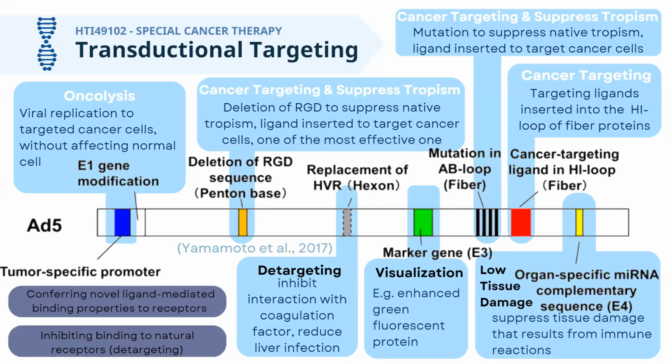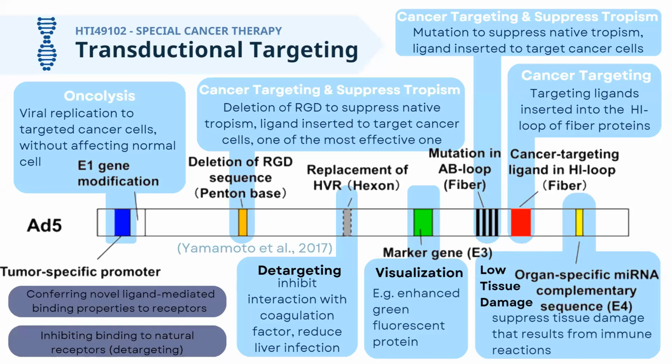When we are talking about targeting, we would like to increase the binding, the interaction between the virus and the cancer cells. But we would also like to reduce the interaction between the virus and the normal tissue. So we would have a detargeting function to inhibit the interaction with the coagulation factors to reduce liver infection. The E3 gene is the marker gene used for visualization. For example, we have the enhanced green fluorescent protein, which could help us to visualize the gene.